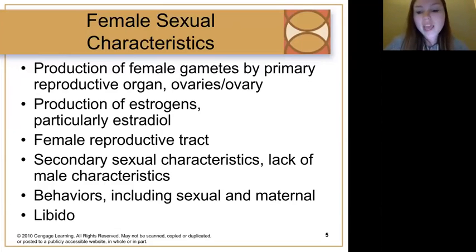And then different behaviors, including sexual behaviors and maternal behaviors. Especially in cows, you may also see females mounting other females. That's a similar behavior to what they show to the males. That can depend on species, what they're doing. In pigs and cows, if they're willing to stand there and be mounted, that's a good sign that they're ready for mating. And then they show libido as well.